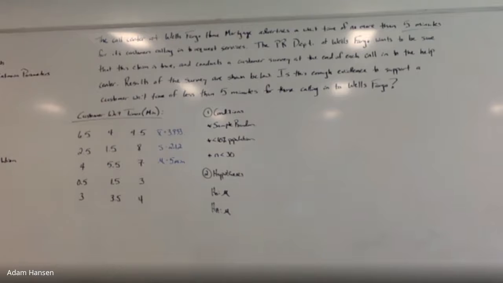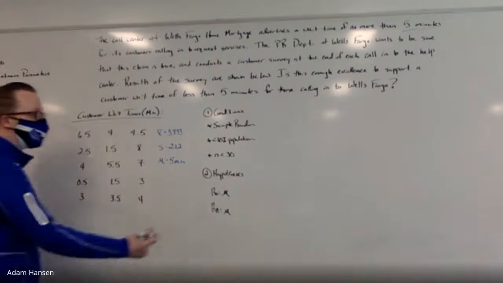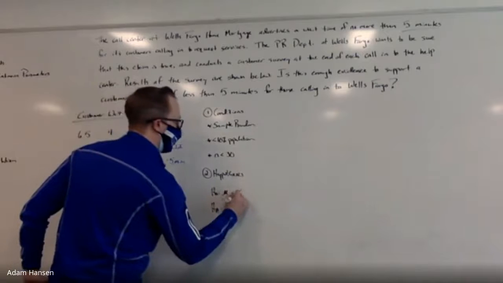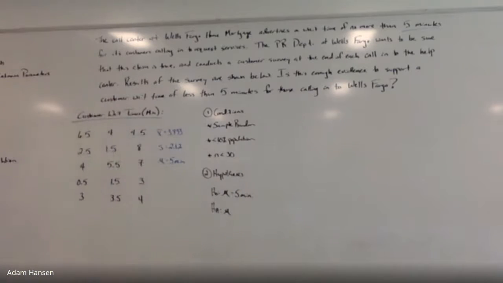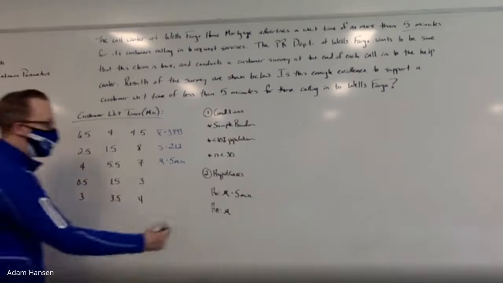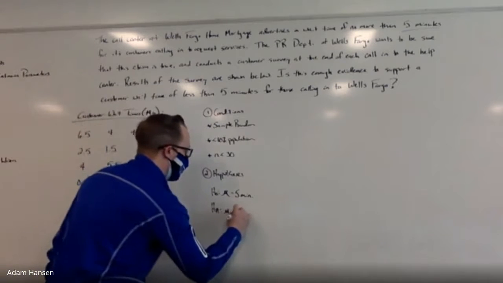For which one? The null H naught or the alternative H sub A? Let's assume that they're hitting their target of 5 minutes. No more than 5 minutes. What would their alternative be? I want to see if the claim is valid. So let's assume that they're not going to do it. See if we can collect data to prove that they are less than 5 minutes.